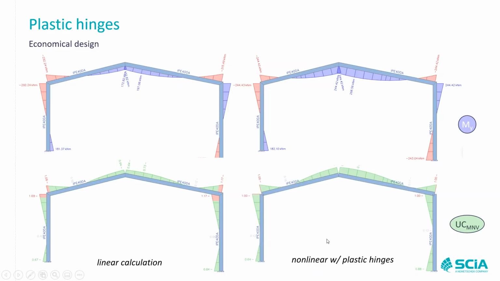So what happens is in this model, we see that the unity check is fulfilled. That's the section check actually, and in this case not. So how does this work?